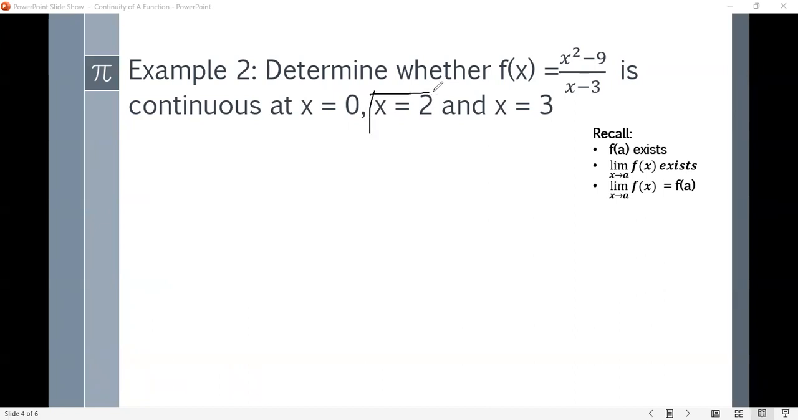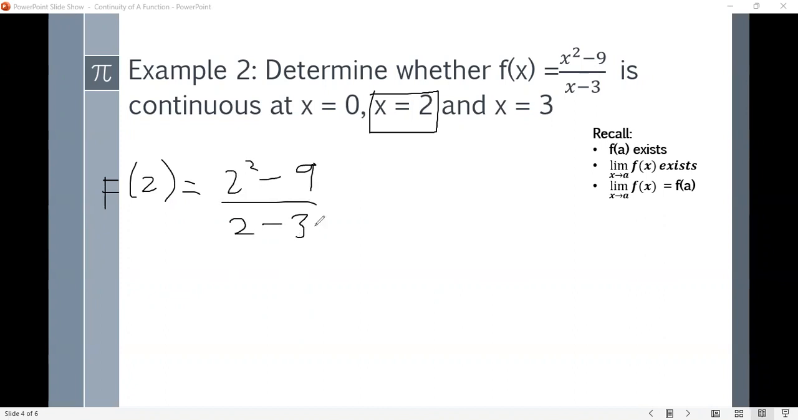So, try naman natin si x is equals to 2. So, f of 2 naman tayo. So, meron tayo 2 squared minus 9 over 2 minus 3. So, sagot natin, meron tayong 4 minus 9 over 2 minus 3, which equals to 4 minus 9, meron tayong negative 5. And 2 minus 3, meron tayong negative 1. Or equal po kay 5.